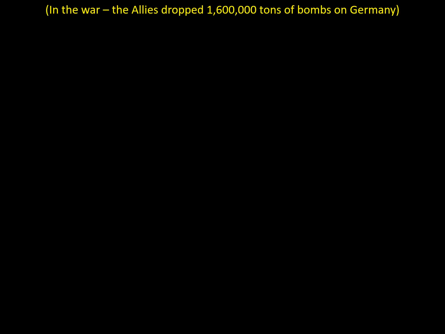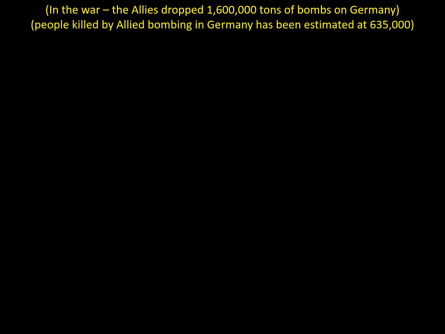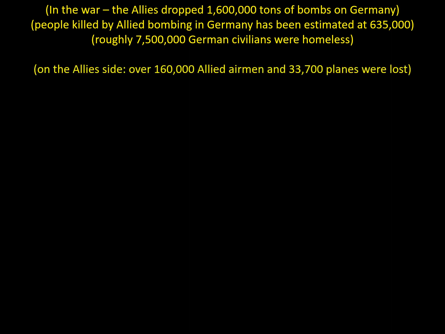In the war, the Allies dropped 1,600,000 tons of bombs on Germany. Now, the people killed by Allied bombings in Germany have been estimated at around 635,000. And roughly 7.5 million German civilians became homeless. Now, on the Allied side, over 160,000 Allied airmen and 33,700 planes were lost.